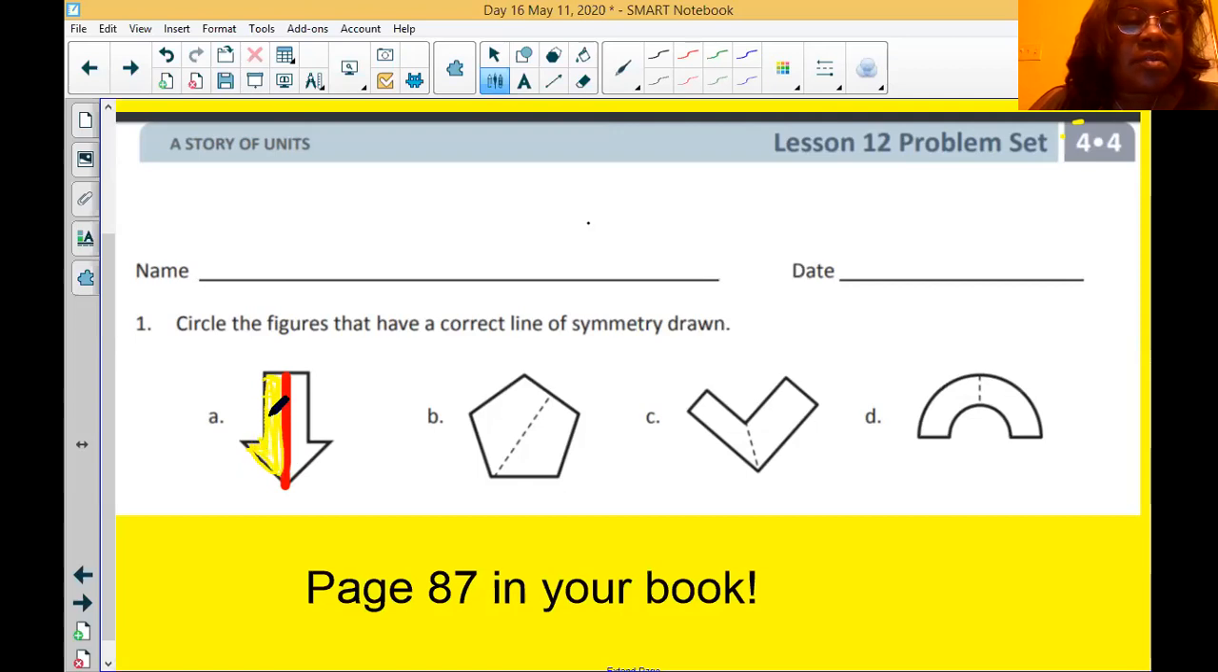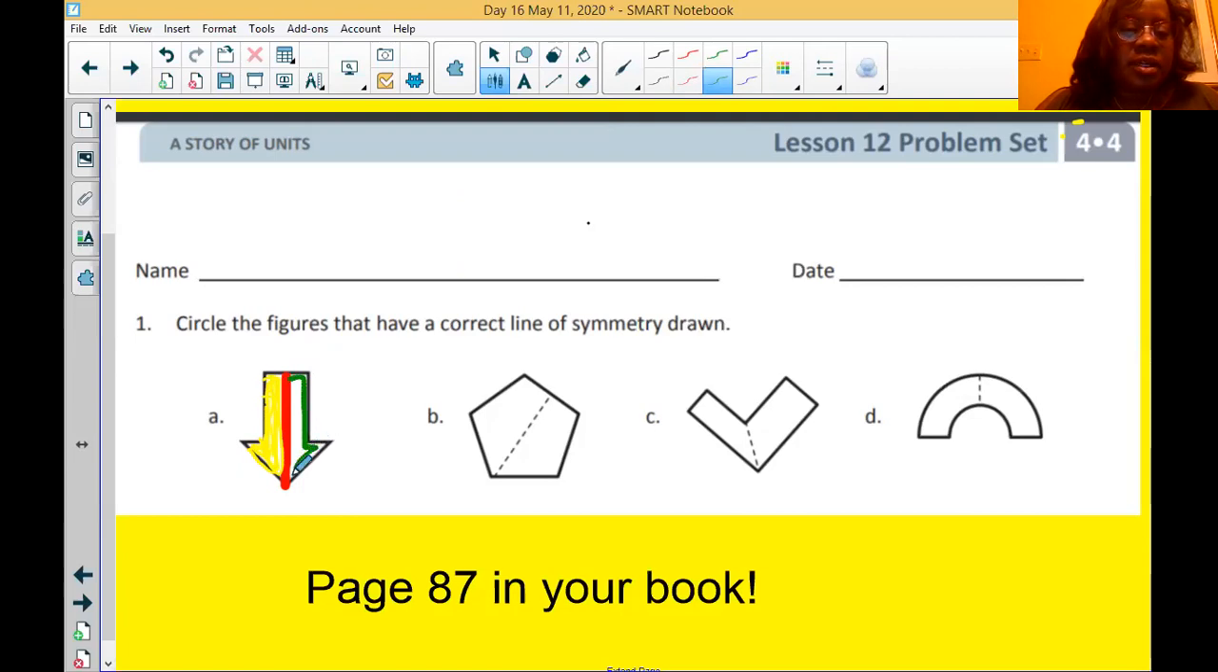So it's almost that if I had this on a piece of paper and I folded it on the red line, does it look like the other side? Would they be congruent on both sides, meaning exactly alike?